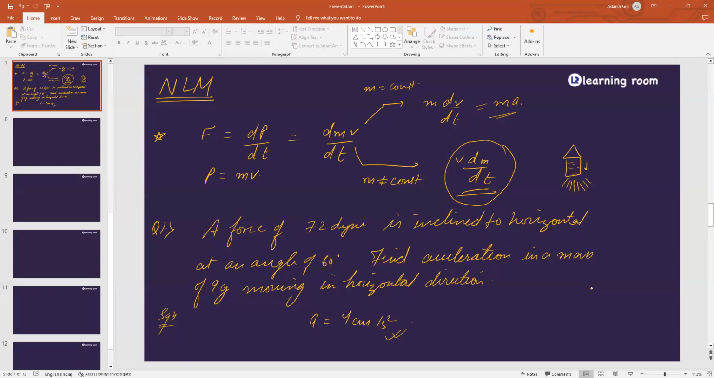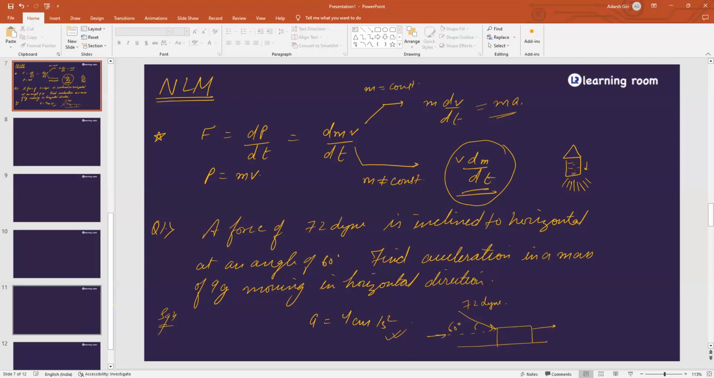I'll still solve for those who could not solve it. We have a mass, and a force of 72 dyne is applied to it like this. Sorry, not Newton, dyne. Dyne is the CGS unit of force. What is the numerical value if you want to convert dyne into newtons? 10 to the power 5. Good. So this angle is 60 degrees, and the mass is moving in horizontal direction.